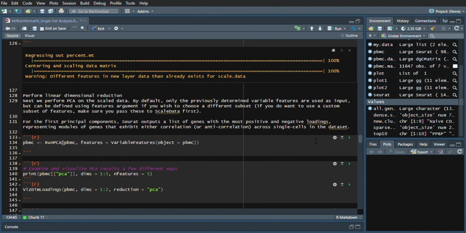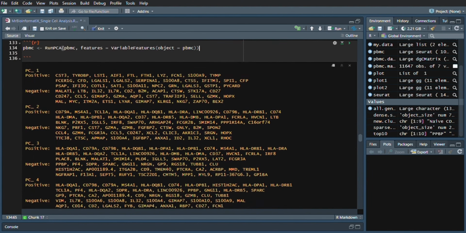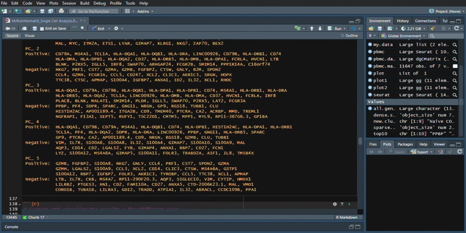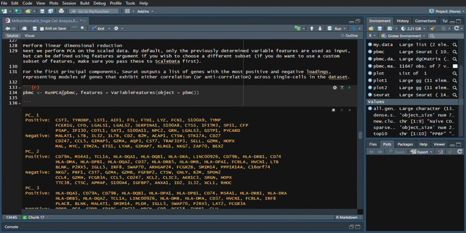Now let's run our code. As we can see, we have PC1 positive, negative, PC2 positive, negative, PC3, PC4, PC5, so we have 5 PCs. Each PC has the positives, or the genes which indicate positive loadings, and some genes negative, or negative loadings, and the same for every PC.